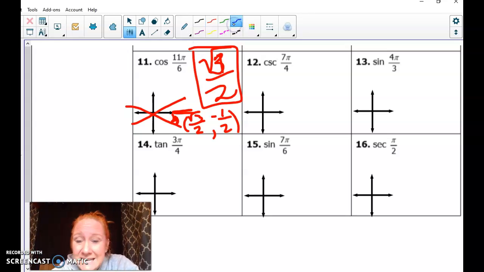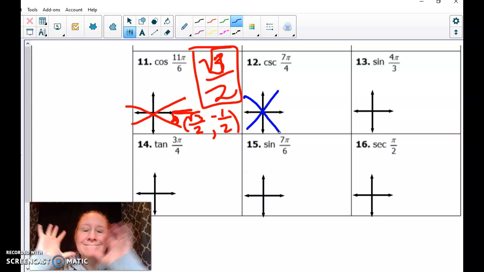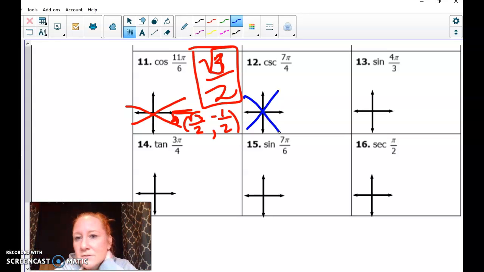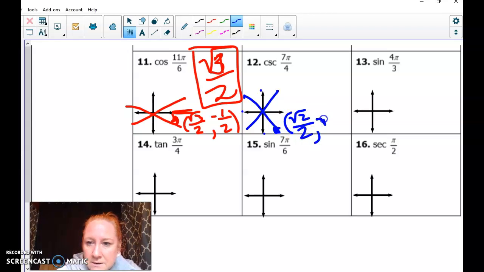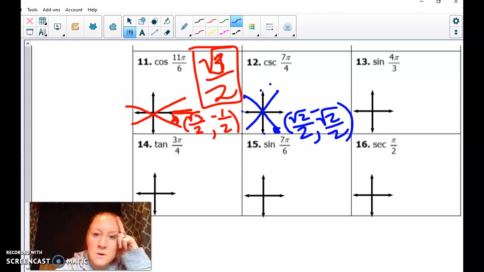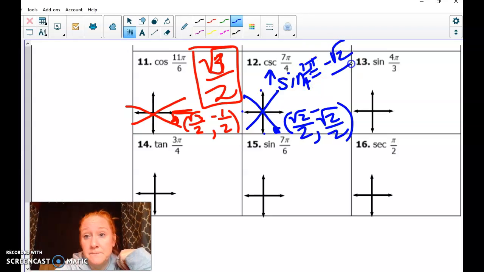All right, cosecant of 7 pi over 4. Well, pi over 4s are these. Those are my square root 2 over 2's. Love them. Okay, where is the 7 pi over 4? 1 pi over 4, 2, 3, 4, 5, 6, 7 pi over 4 is this one. So I know that's root 2 over 2 and root 2 over 2. Who's negative? The sine? Okay, cosecant goes with sine. So the sine of 7 pi over 4 is negative root 2 over 2.